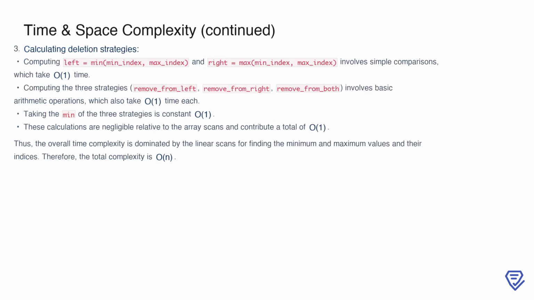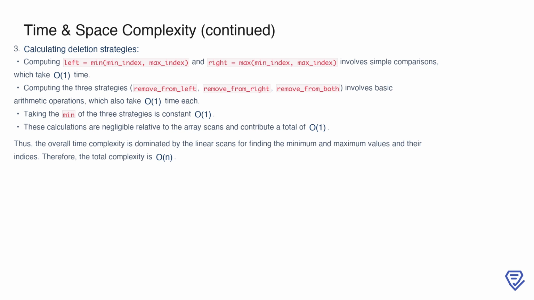Now, let's look at the time taken for calculating the deletion strategies. Determining the left and right bounds, using comparisons like left = min(min_index, max_index) and right = max(min_index, max_index), is a constant time operation, O(1). Similarly, computing the three deletion strategies, remove_from_left, remove_from_right, and remove_from_both, requires only basic arithmetic, which also takes O(1) time for each calculation. Finally, finding the minimum of these three strategies is another O(1) operation.